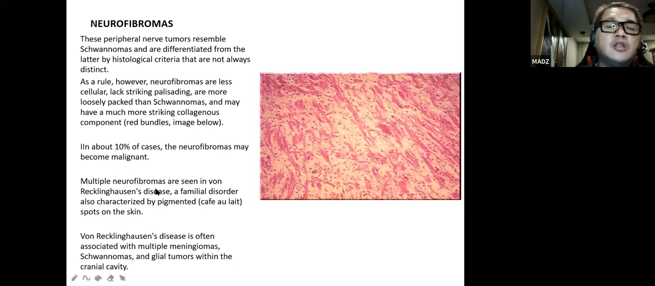So multiple neurofibromas are seen in von Recklinghausen's disease, a familial disorder also characterized by pigmented spots in the skin, which we call cafe au lait spots. So von Recklinghausen's disease is often associated with multiple meningiomas, schwannomas, and glial tumors within the cranial cavity.